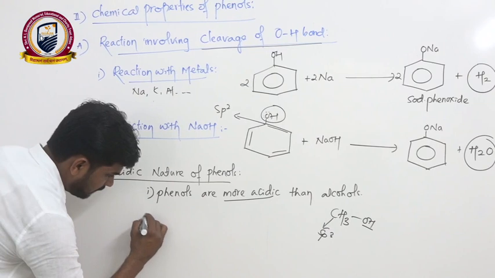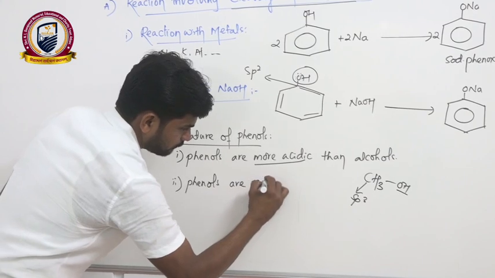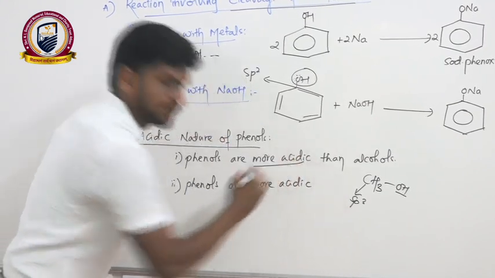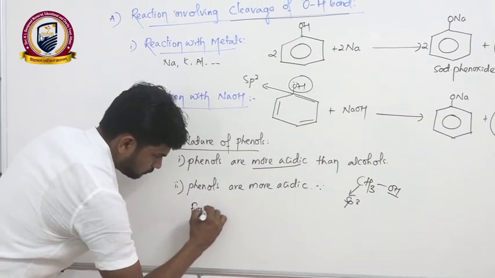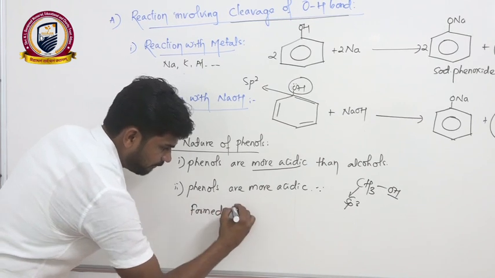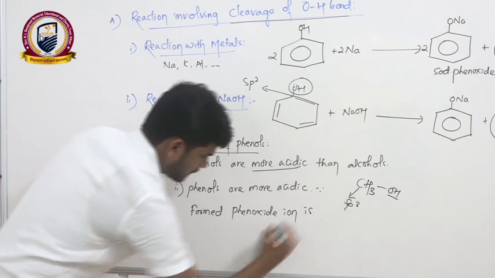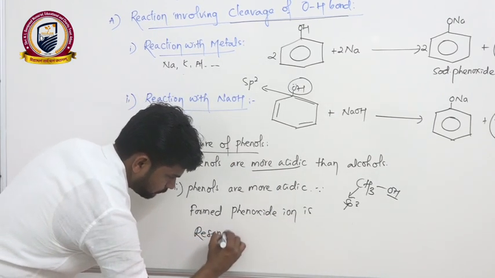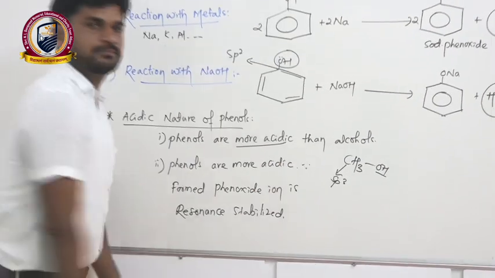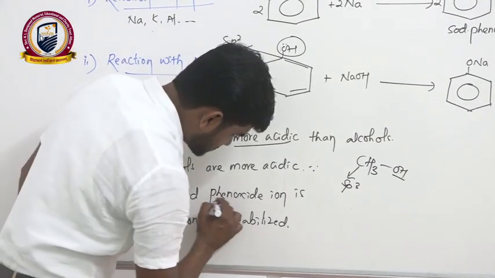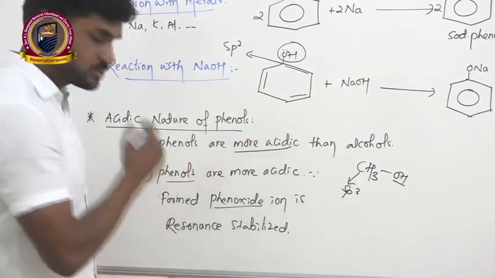And the second point, we can say that phenols are more acidic because the formed phenoxide ion is resonance stabilized. So due to the stabilization of the corresponding phenoxide, phenols become more acidic than corresponding alcohols.